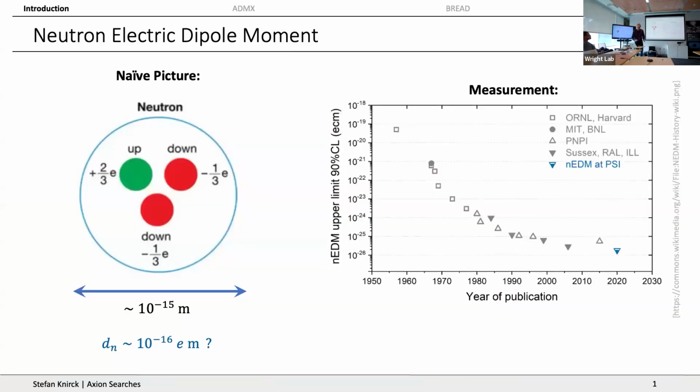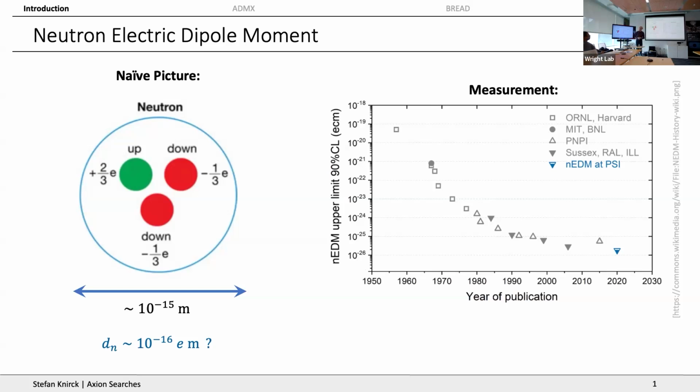So all right, without further ado, why are we doing all this? I'm an experimentalist, so I have this naive picture of a neutron, where the neutron is another fundamental particle. It consists of an up quark and two down quarks. They are charged, and so they have some separation. We know roughly how big that is. So if you look at this, you would say, oh, this thing clearly has an electric dipole moment, right? There's more negative charge on one end than on the other, and you can estimate this.